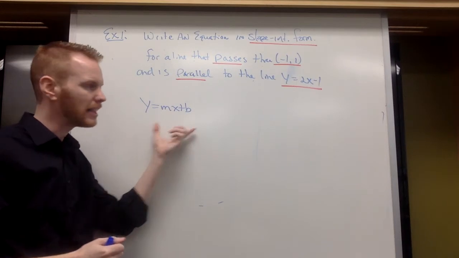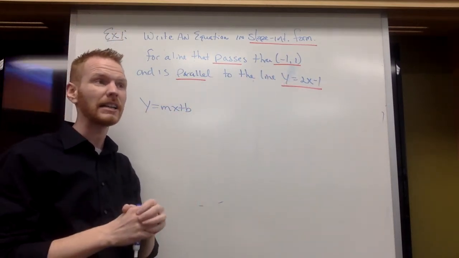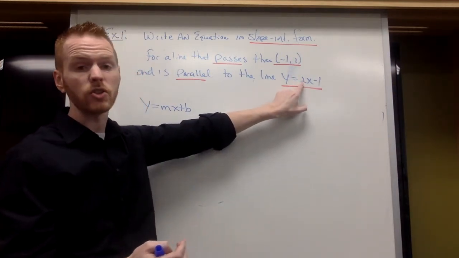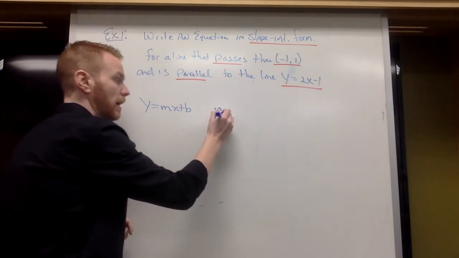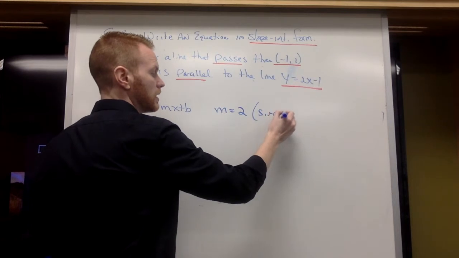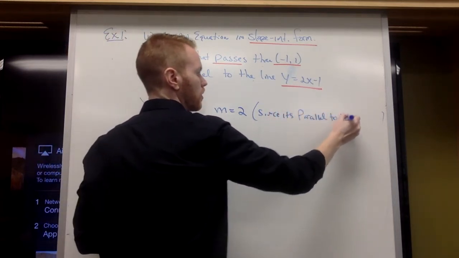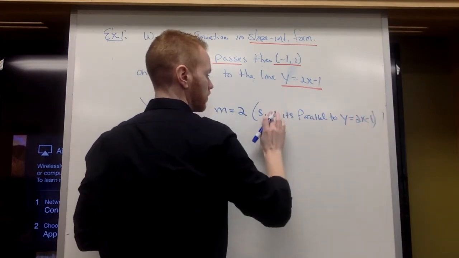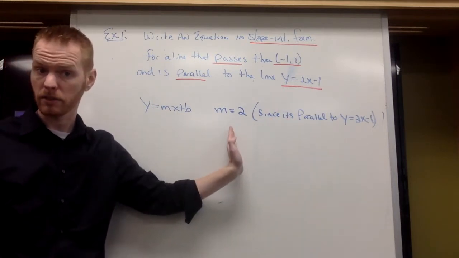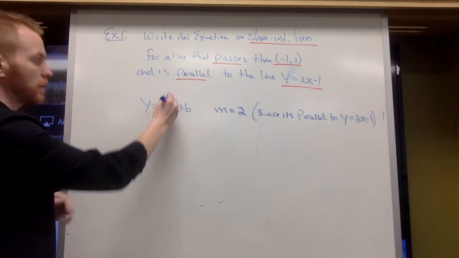This line is parallel to this guy. Now, if you remember from the last lesson, parallel lines have the same slope. The slope of this guy is 2. So that means the slope of my line is also going to be 2. I'm going to put this in parentheses, since it's parallel to this line. Okay? A little note just so I know why I picked it to be 2. It's parallel to this line. That's why it's the same. Okay. I'm done with that part.